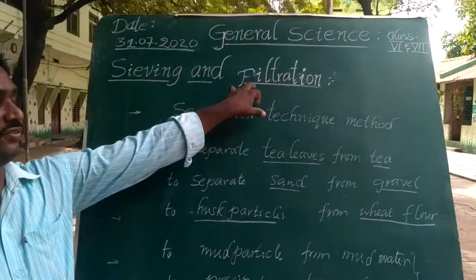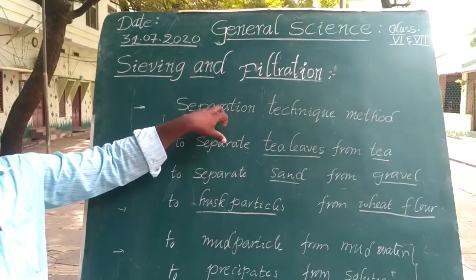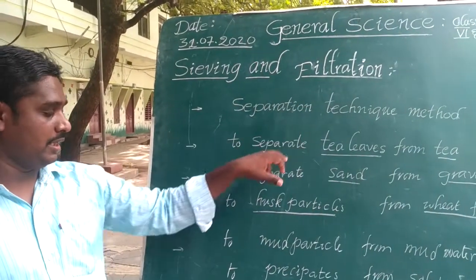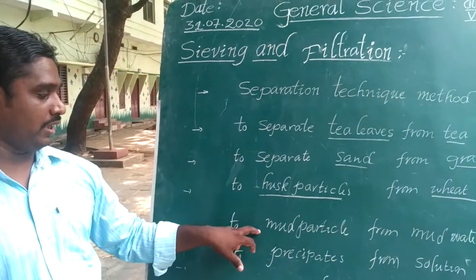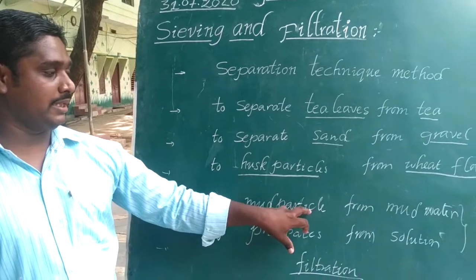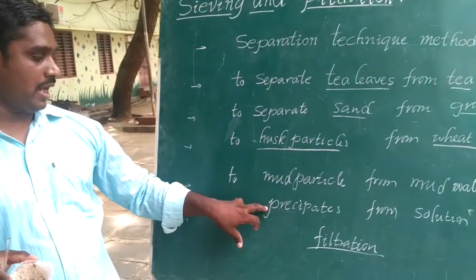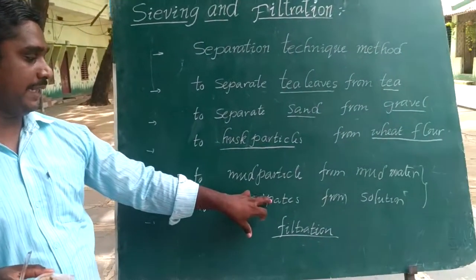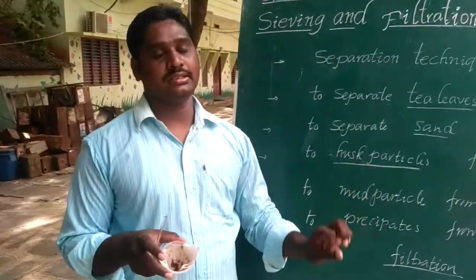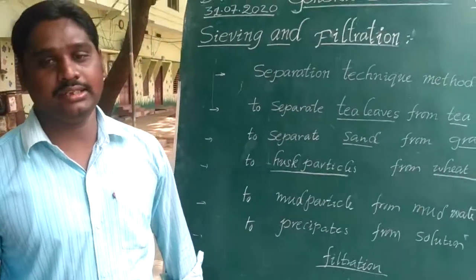Next one is filtration. Filtration is also a separation technique method. This method is adapted to separate mud particles from mud water, and to separate precipitates from the given solutions.